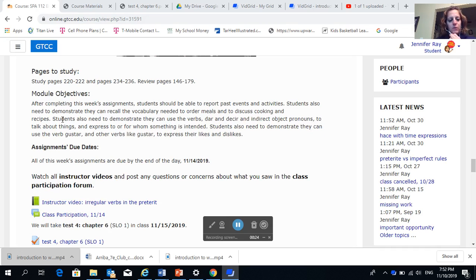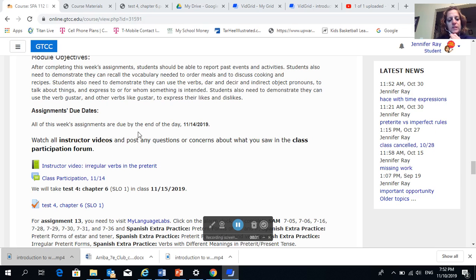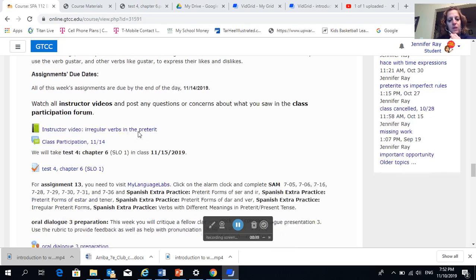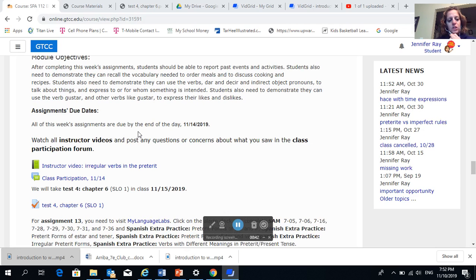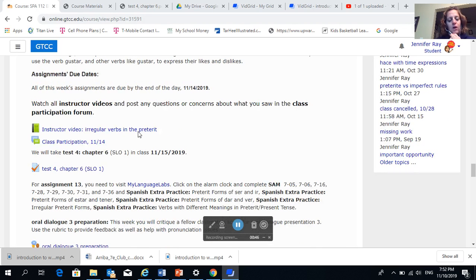You should also be able to demonstrate that you can recall the vocabulary needed to order meals and discuss cooking and recipes. You also need to demonstrate that you can use the verbs dar and decir and indirect object pronouns to talk about things and express to or for whom something is intended. You also need to demonstrate that you can use the verb gustar and other verbs like gustar to express your likes and dislikes. All of this week's assignments are due on the 14th.